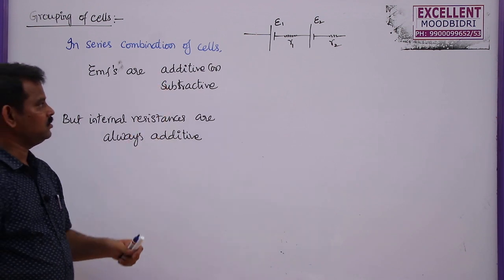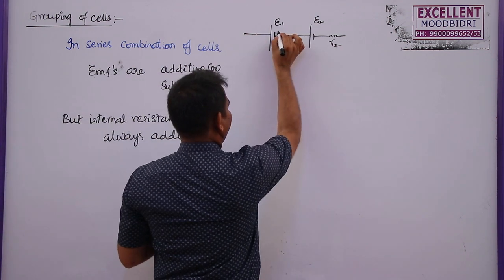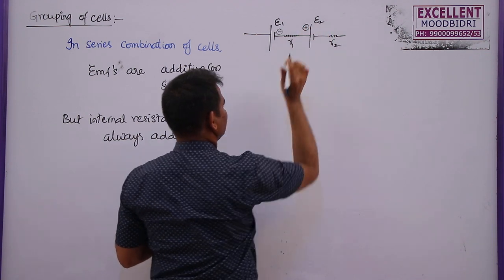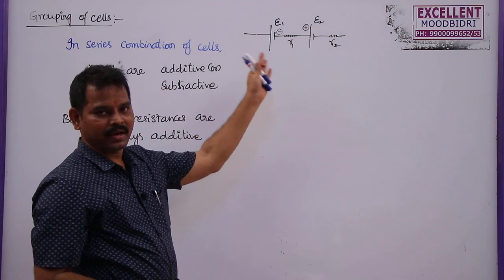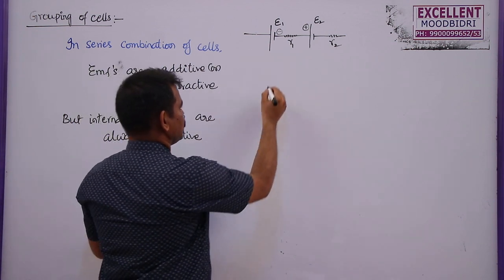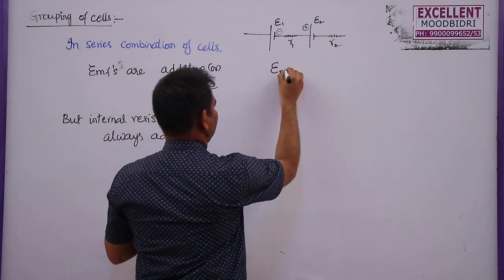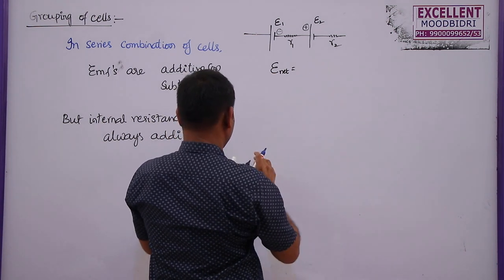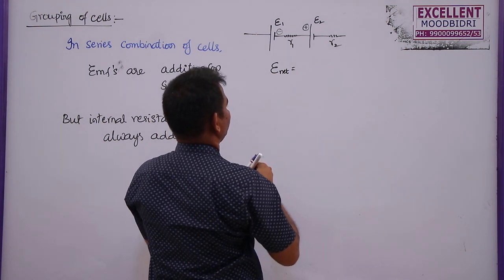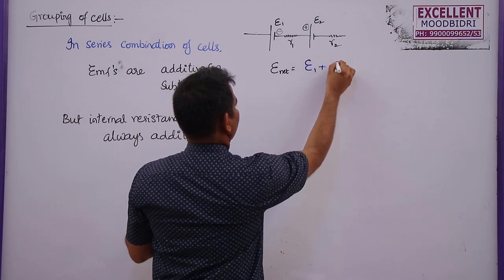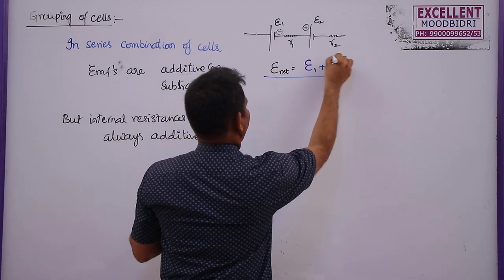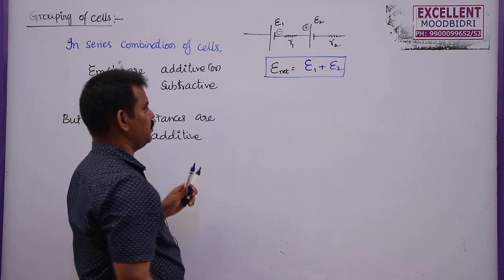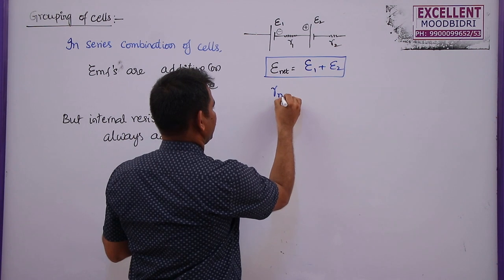So in this case, the negative terminal of the first cell is connected to the positive terminal of the second cell. When these two are connected like this, they are said to be connected in series. The net EMF in this case is given by E1 plus E2. So these two are additive here. By adding the EMFs of the two individual cells, we get the net EMF of this combination. What about the r net here?